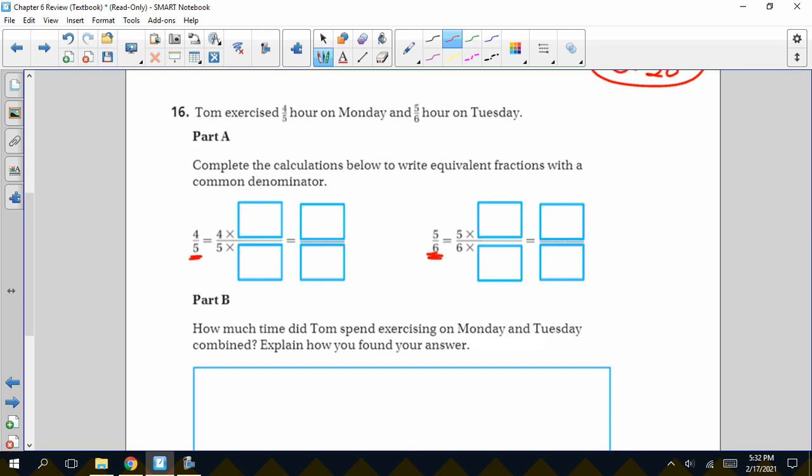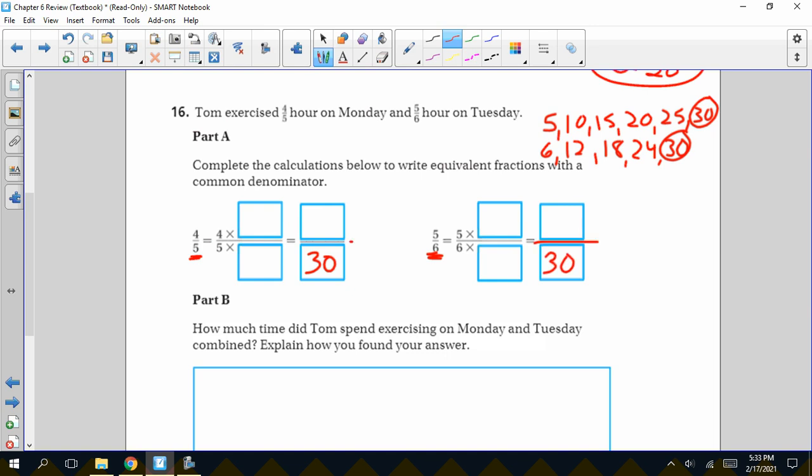So if we're counting by 5s and we're counting by 6s, the first number that would be in both lists would be 30. 30 is our common denominator. So we're going to place the 30 in the bottom right because that is our new fraction that we're trying to make. The 2 boxes before that are basically what we do on every problem.